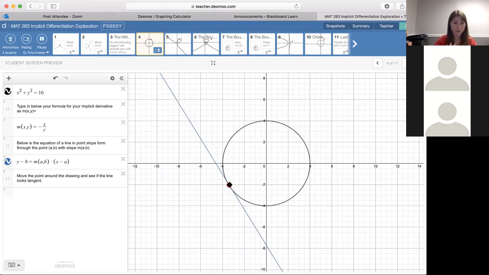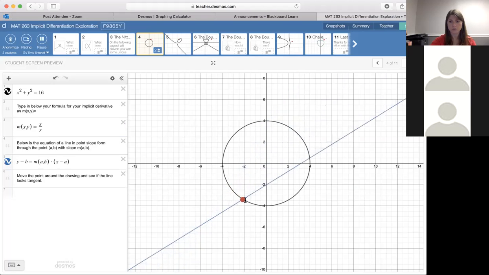Now, let's say that you did not get this right. And let's say in your original dy dx, you just left off the negative. So this is what it looks like if it doesn't check. As you move this point around the circle, that blue line is not a tangent line.